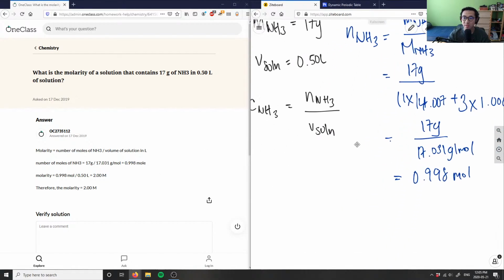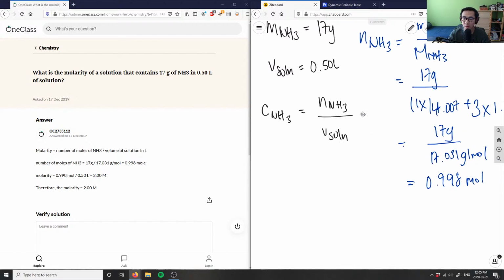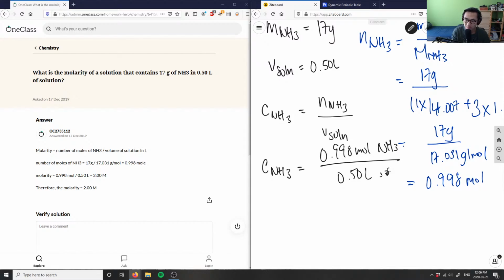Now if we're given our moles of NH3, the problem becomes very, very easy. I can just substitute the moles of NH3 into our equation here to figure out our concentration. So C of NH3, the molarity of ammonia, is going to be 0.998 moles of NH3 divided by our 0.5 liters of solution, which is 0.998 divided by 0.50, giving me a value of 1.996. This is the big M for molarity, which is approximately equal to 2.00 molarity.